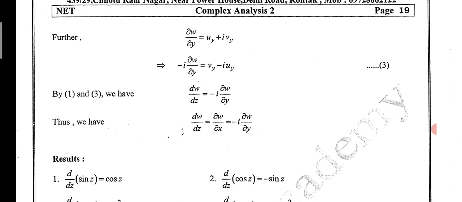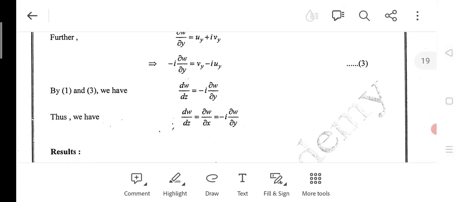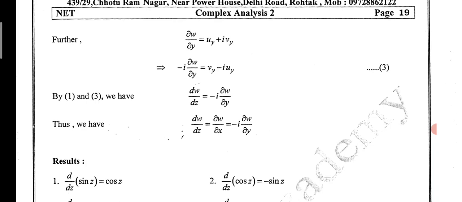By 1 and 3, dw/dz = -i ∂w/∂y. Thus we have dw/dz = ∂w/∂x = -i ∂w/∂y.